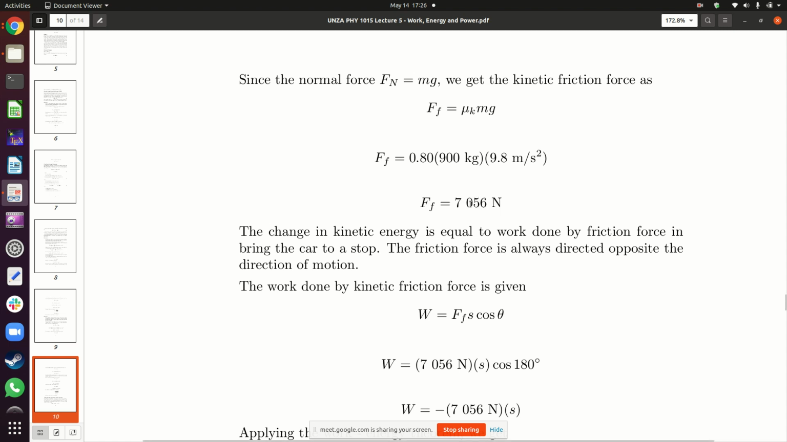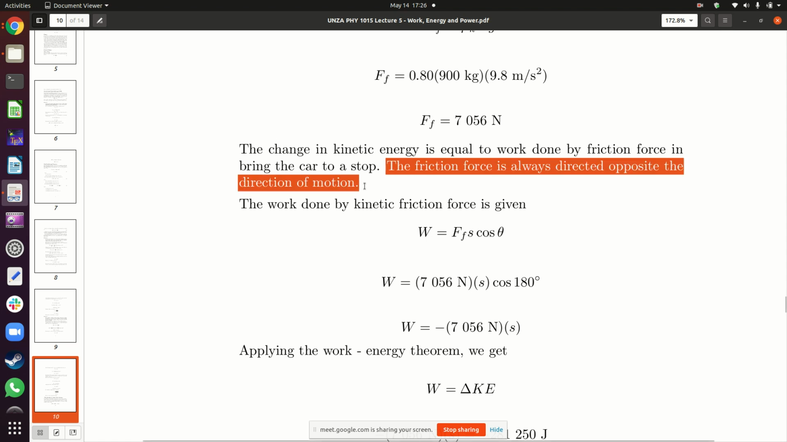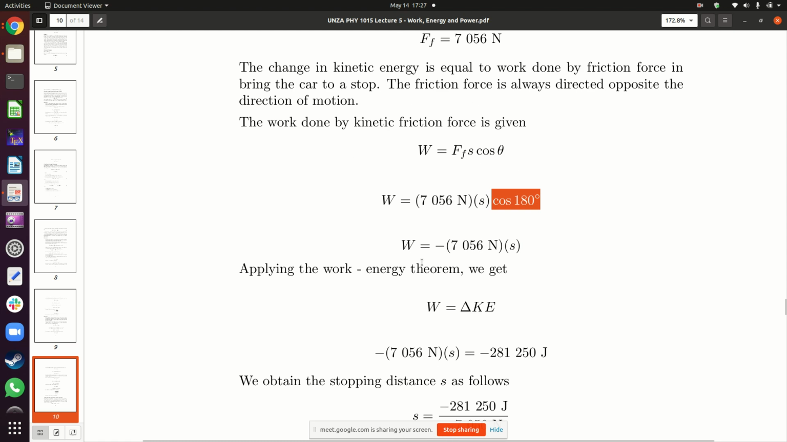With this amount of friction force, we also know that friction always acts in a direction opposite the direction of motion. So the angle between the friction force and the displacement, which we are looking for, or the stopping distance, is going to be equal to 180 degrees. So the work done is going to be equal to the friction force multiplied by the displacement multiplied by the cosine of the angle. The friction in this case is 7,056 newtons multiplied by the displacement s, then multiplied by cosine 180, which is -1. So we end up having work done being equal to minus 7,056 newtons multiplied by s, the displacement.